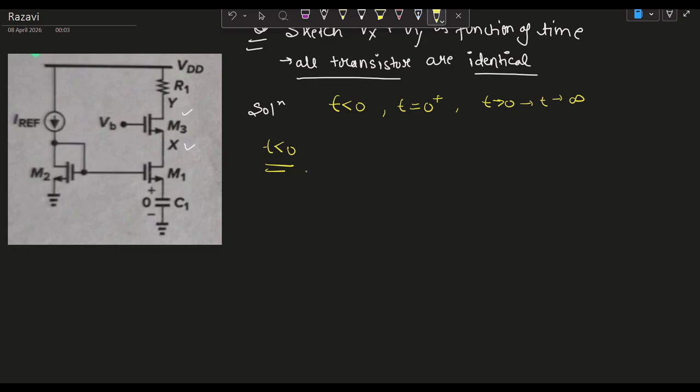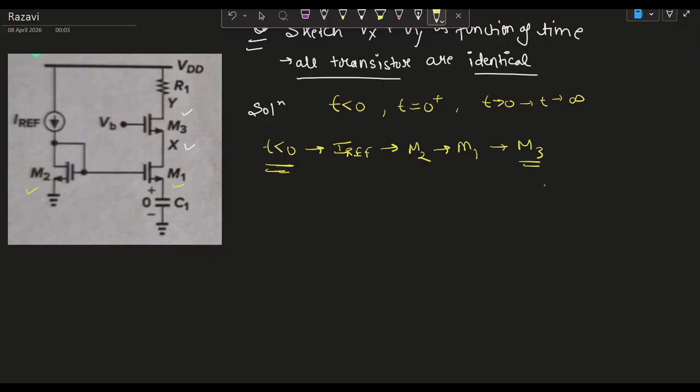When you simulate that, it will assume that there is no IREF current. So we are assuming there is no IREF, and we have M2 and M1. If there is no IREF, M2 and M1 are not in a current mirror configuration. So if there is no current in M2, there is no current in M1, and if there is no current in M1, there is no current in M3 as well.